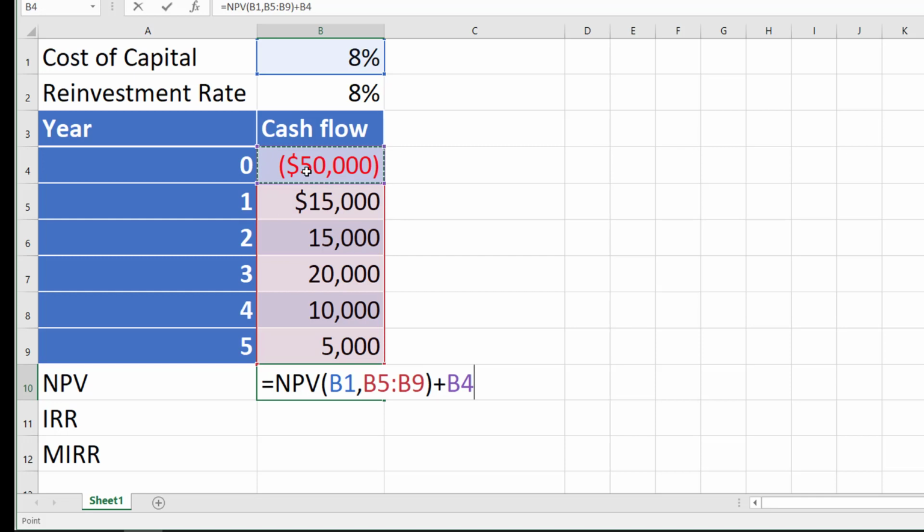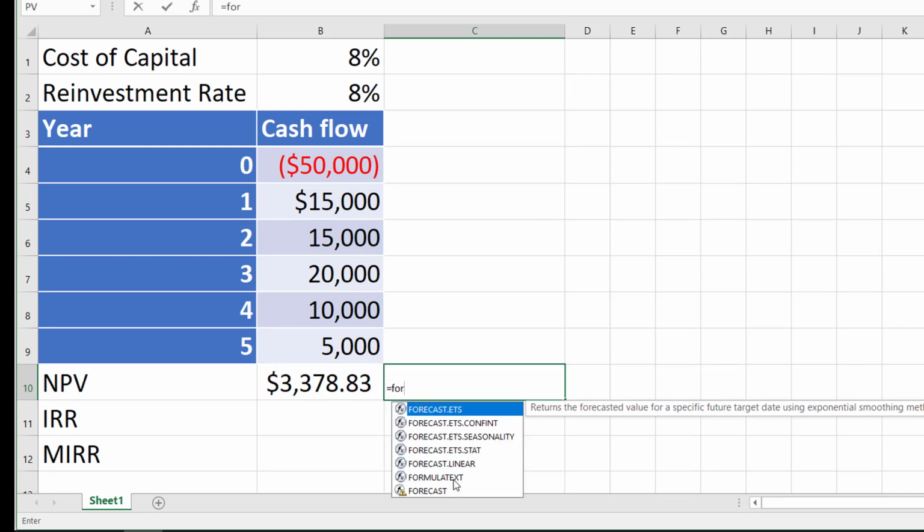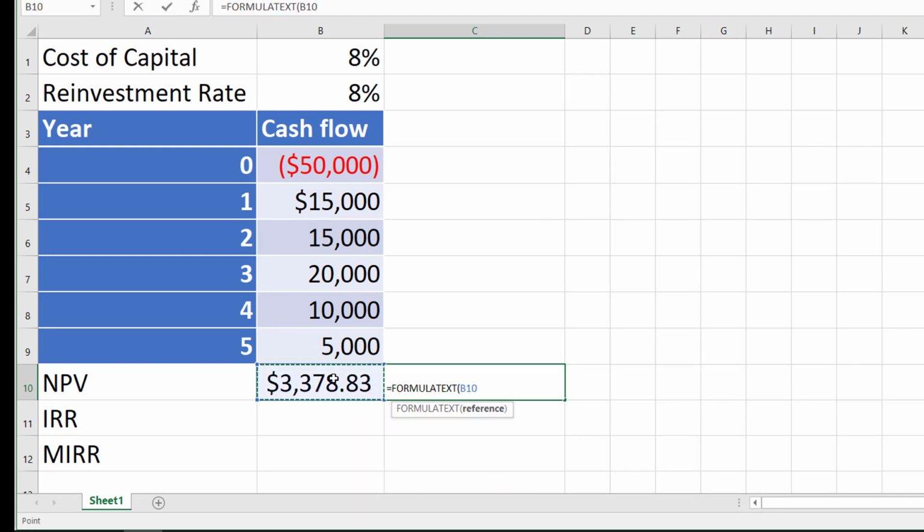If you do this, you get NPV. If you want to show this in a formula, I'm going to show it here, formula text, right? So formula text shows you how you compute the NPV. So this is very straightforward.